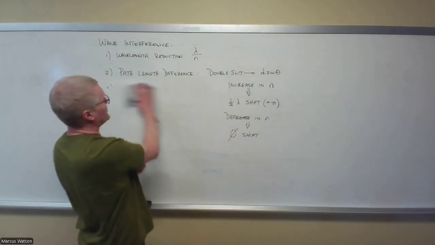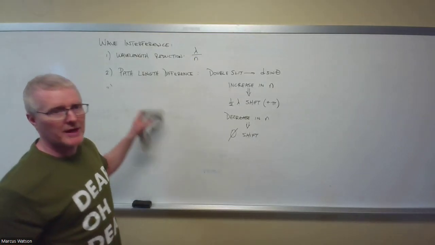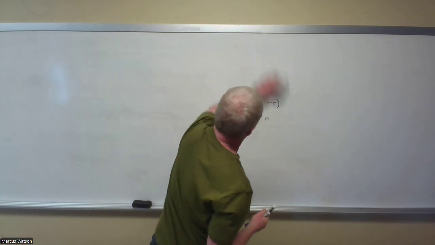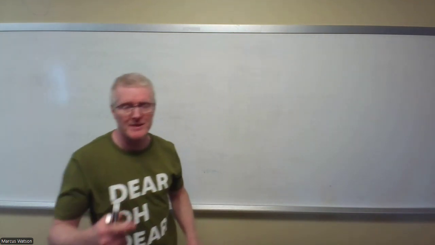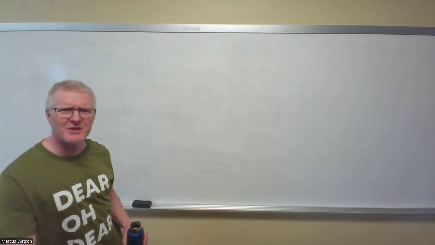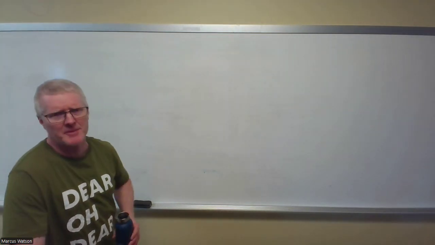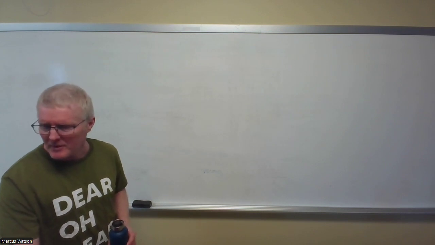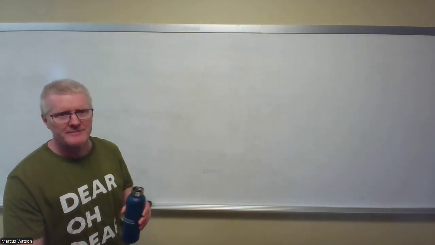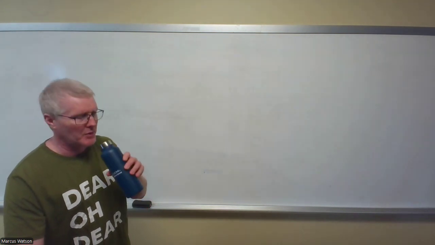And what we're going to do now is look at what is happening when light's going through a single slit. So you think, well, if light's going through a single slit, we just did the double slit. Isn't it going to be way easier? No. It's actually a little more complicated.